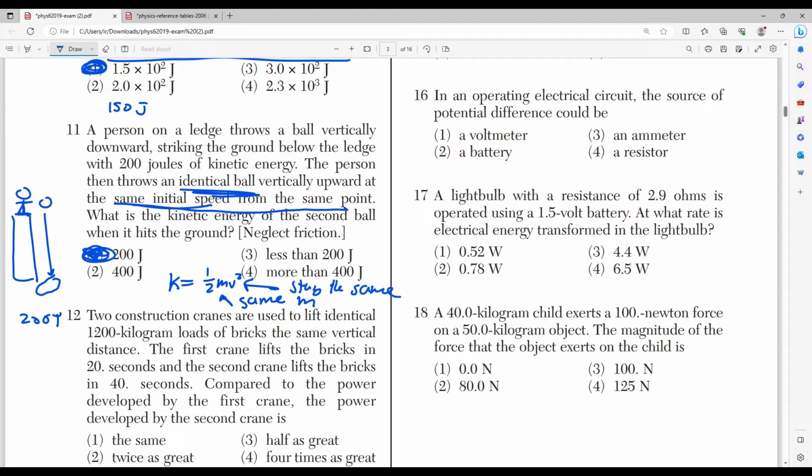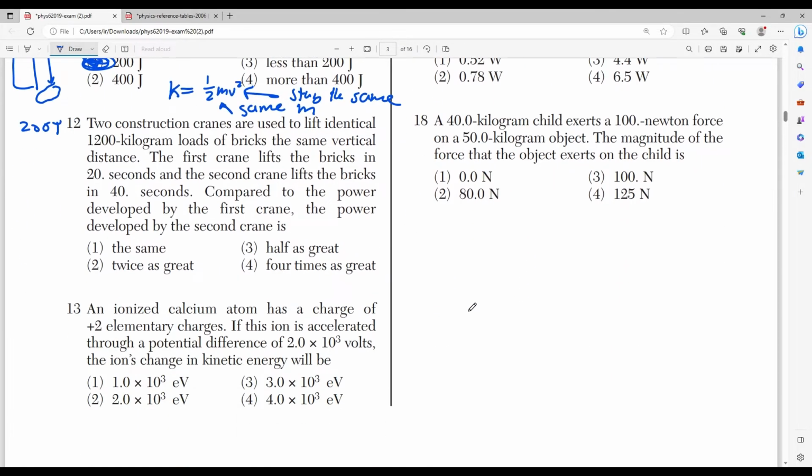Because this v is going to be the same as this v because he's throwing it at the same initial speed. So his kinetic energy is going to remain 200 joules. Doesn't matter which direction he throws it, up or down, right? Because he throws it at the same speed, and because the mass doesn't change, the kinetic energy is going to remain constant.